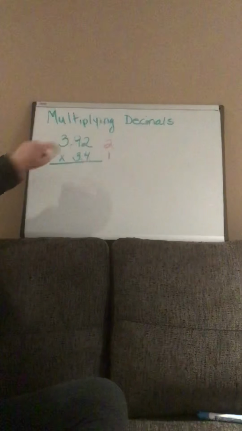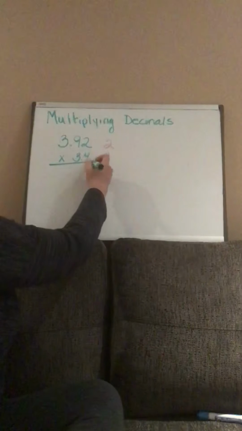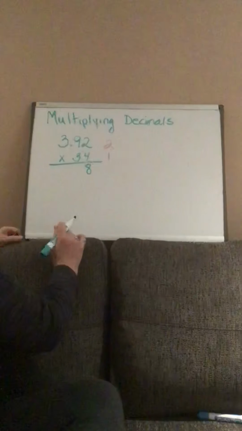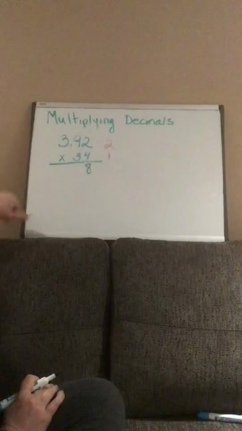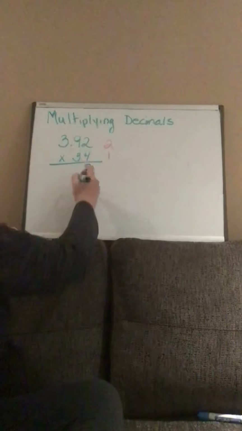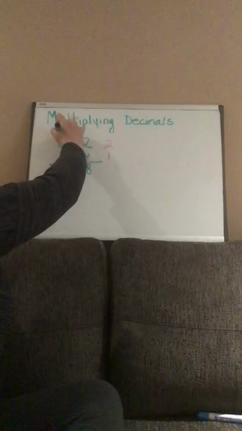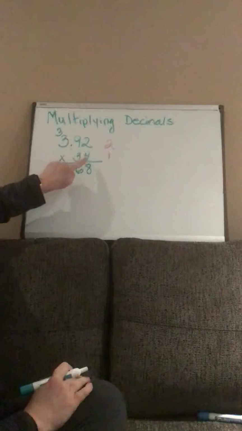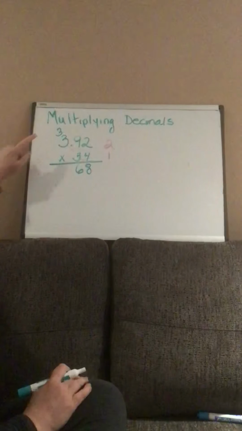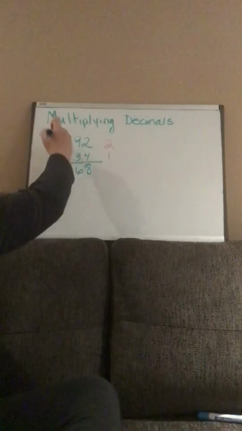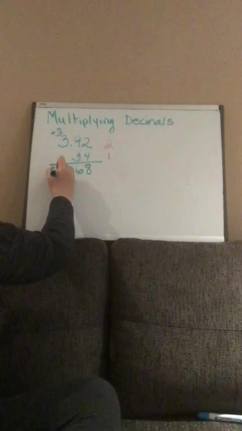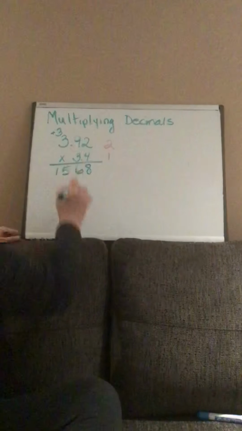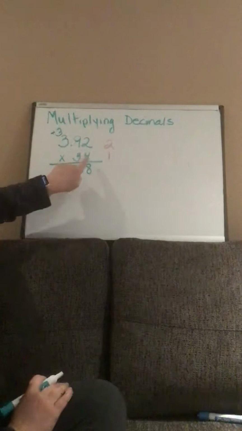First I'm going to do 4 times 2, and 4 times 2 is 8. And then I do 4 times 9, and 4 times 9 is 36. I carry the 3 up here so I remember to add it in later. 4 times 3 is 12, but I have to add in this 3, so I get a total of 15. Now I'm finished with the 4.